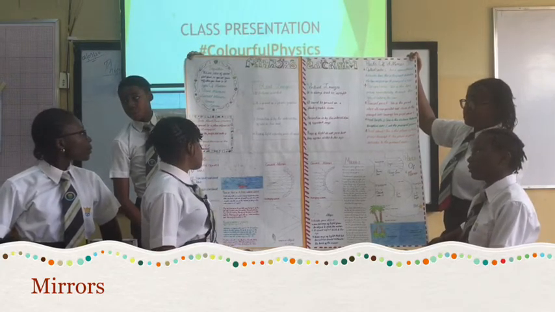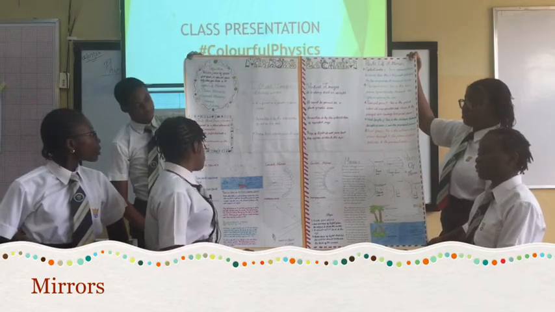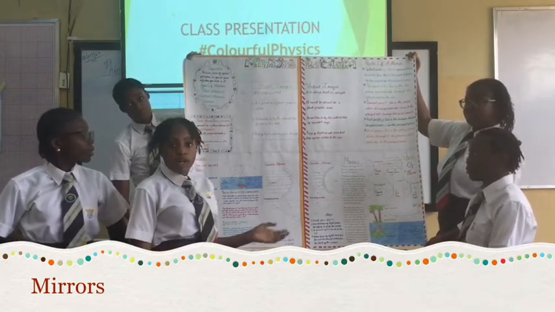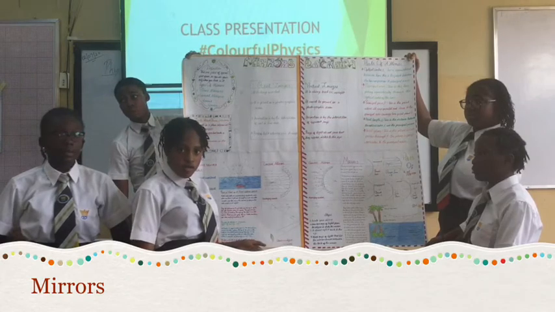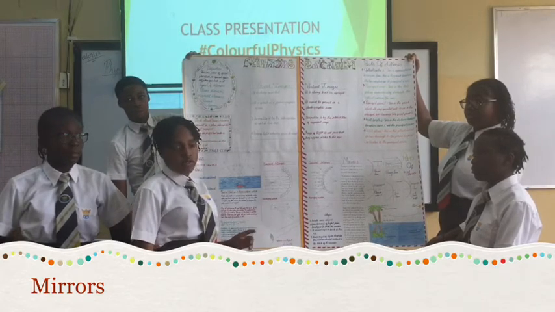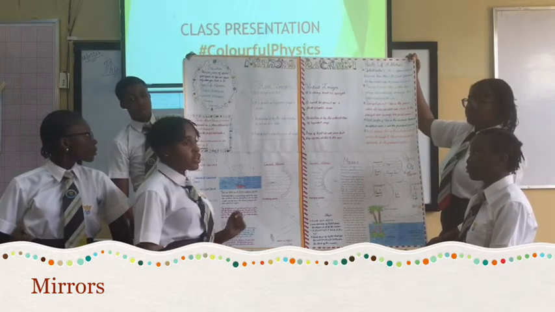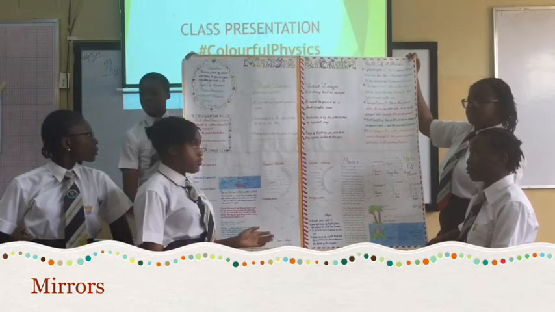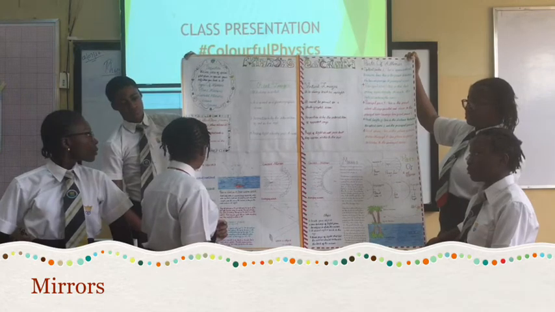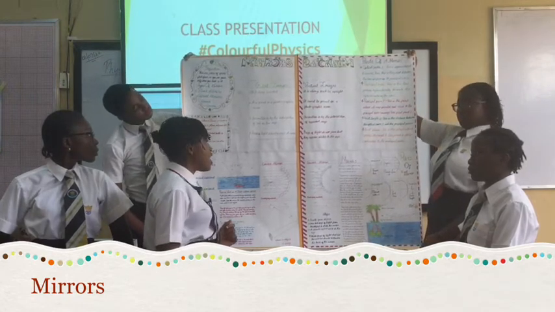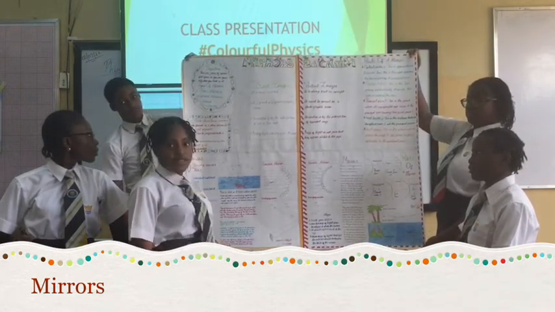The image formed in a plane mirror is erect and not magnified. It can be as big as you are. It is just the same size as you are. It is virtual and cannot be projected onto a screen. You can clearly see yourself in the mirror. It forms as far behind the mirror as the object is in front of it, and it is laterally inverted.